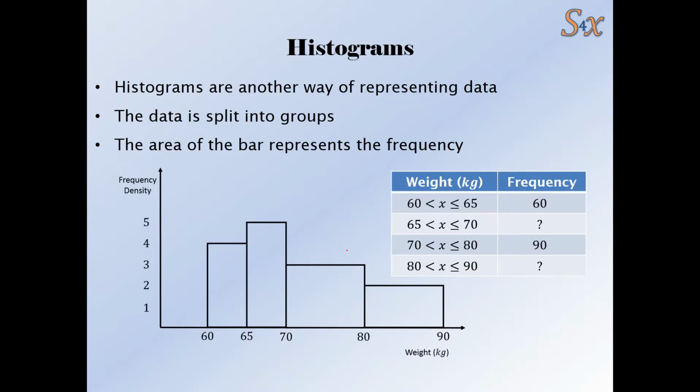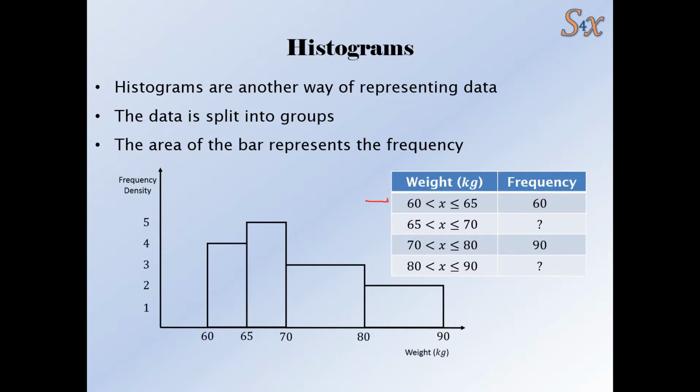So an added complication to histograms that comes up in AS, in your A-level maths, is that the area is just proportional to the frequency. It doesn't necessarily match up one-to-one like the previous histogram did. I'll try and explain that to you now.